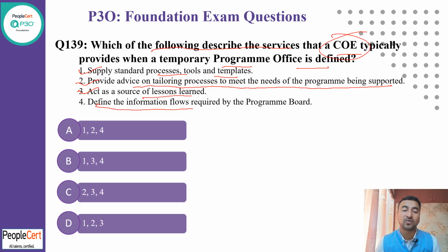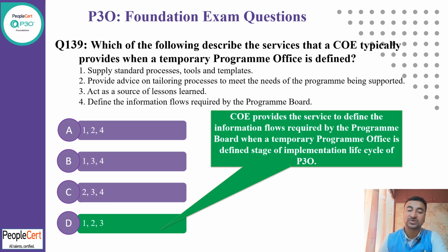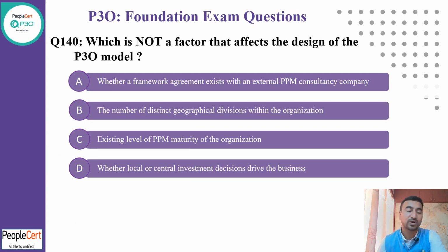Define the information flow that is required to the program board. Again, that is a program office job. So the program office needs to manage the flow between the program board and the program manager. So that is not the correct answer. That is not meant by this COE. So 1, 2, 3 is the correct answer, so D seems to be the correct one. Yeah, COEs provide the services, but program level stuff is handled by the program office.